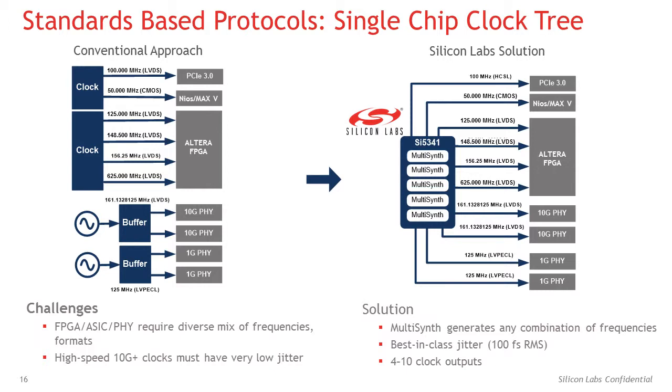You don't want to spend a lot of money on that and then not get the performance that you could in your end application. So you can see on the left-hand side in the conventional approach, often customers are resorting to a lot of different clocks and a lot of different timing components to hit all those specs and frequencies, where Silicon Laboratories' multi-synth technology in our clock generators deliver best-in-class phase jitter and can still produce all the frequencies that you need.